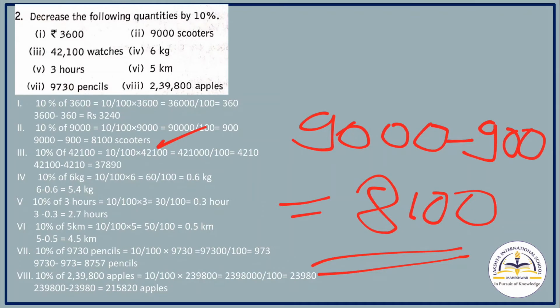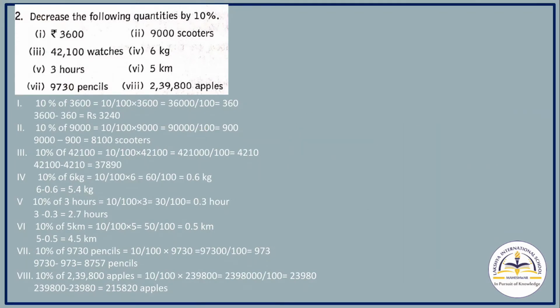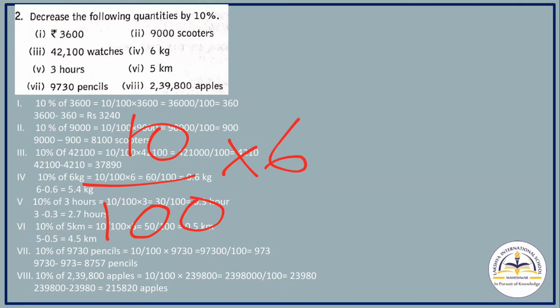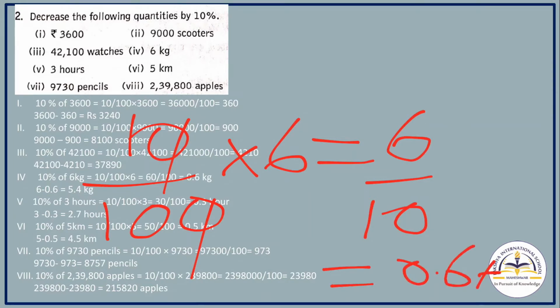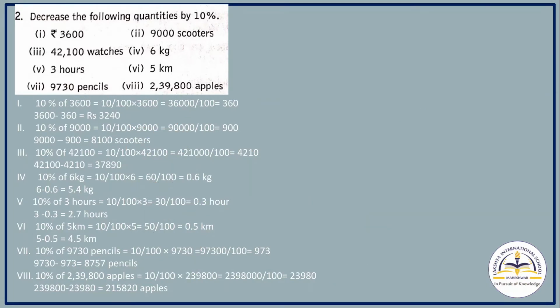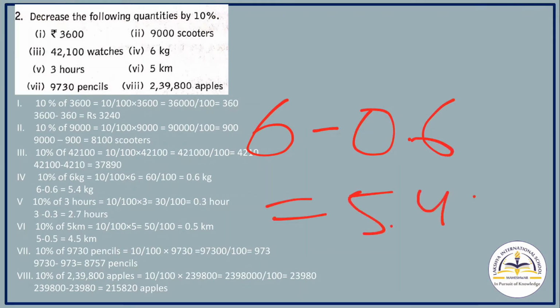Now we will solve question number 3, 6 kilogram. Now for 6 kilogram we have to find out the 10%. 6 by 10, that is 0.6 kilogram. Now we have to subtract 6 minus 0.6. You will get 5.4 kilogram. That will be the answer.